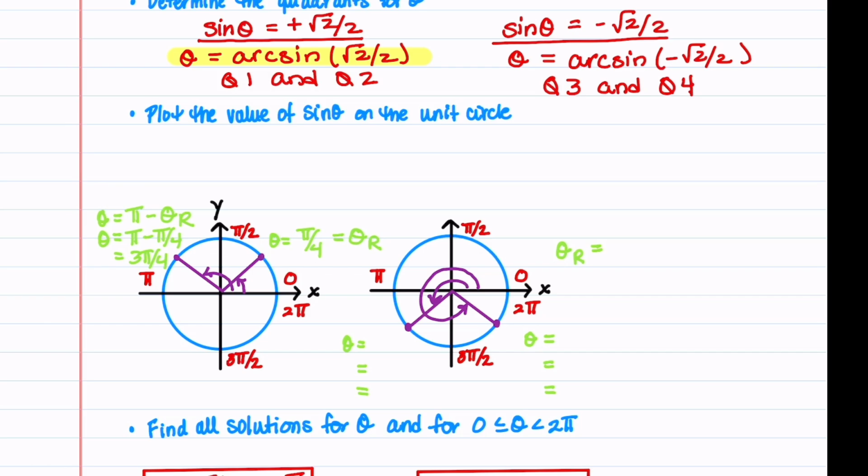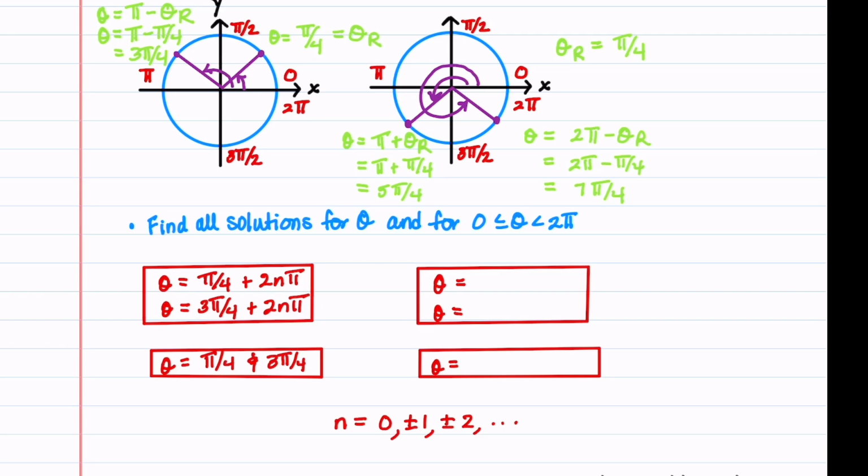We'll start by noting that our reference angle in the first quadrant is equal to pi over 4. When sine is negative, the solution is going to be in the third quadrant and the fourth quadrant. In the third quadrant, our angle is going to be pi plus theta sub r. So this is going to be pi plus pi over 4, and it's equal to 5 pi over 4. Our solution in our fourth quadrant is going to be 2 pi minus our reference angle, theta sub r. So this is 2 pi minus pi over 4, and this gives us a value of 7 pi over 4.